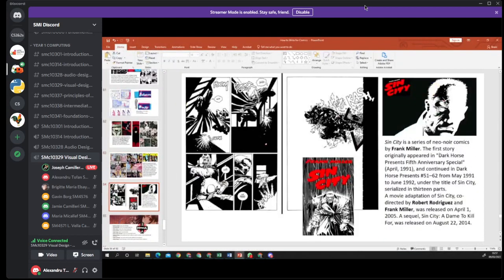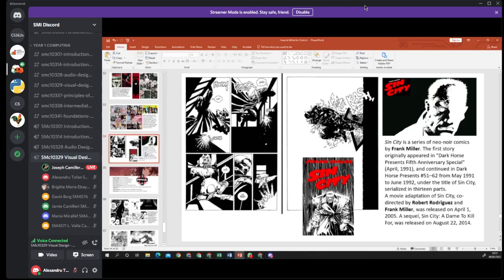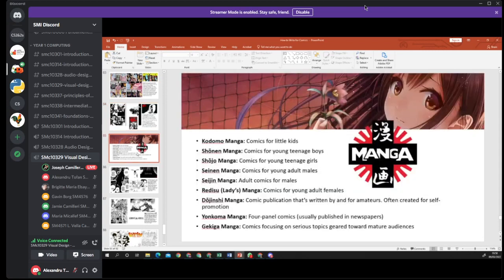Sin City, we've spoken already about Sin City, and the lack of colors, the black and white hues, and the extremely violent and very interesting use of panels, balloons, and special effects. Again, made into a movie, with two very successful movies. And then we come to manga, which is basically our last few slides.